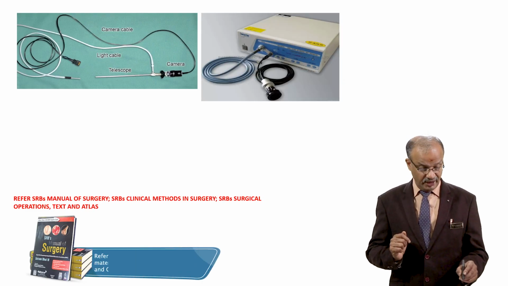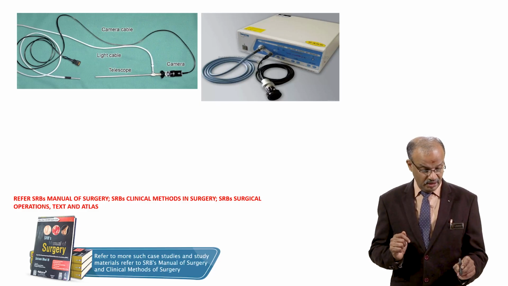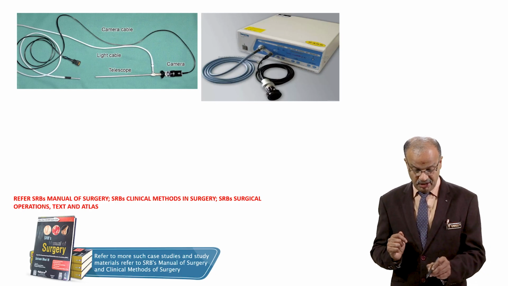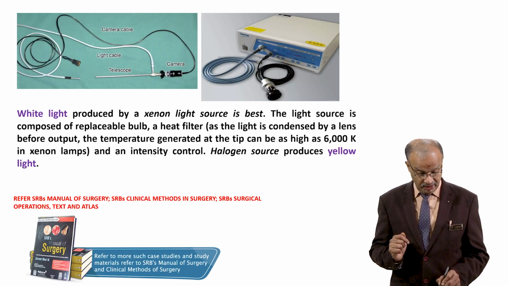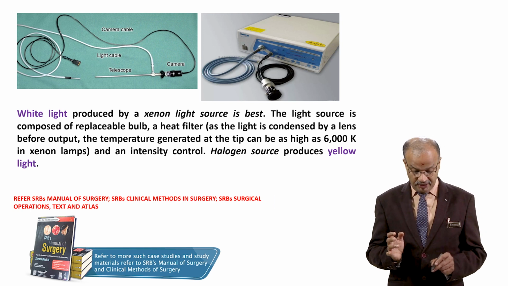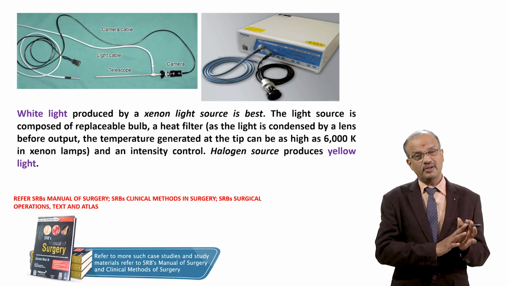And this is exactly how it is connected, see that? Light source, telescope, camera, light cable, everything is connected. So this is the connection. We can see how it is connected there. And xenon light source produces white light, the best actually, whereas a halogen source produces yellow light. It's an MCQ question, remember: xenon, white light.